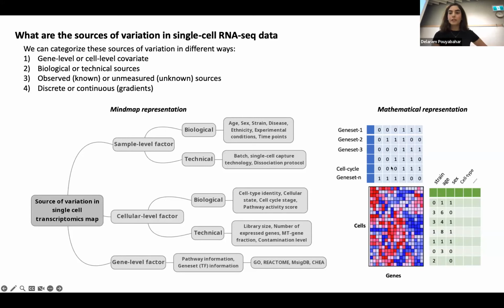So before starting your analysis, it's important to have a well-defined question based on the metadata and information that you have.